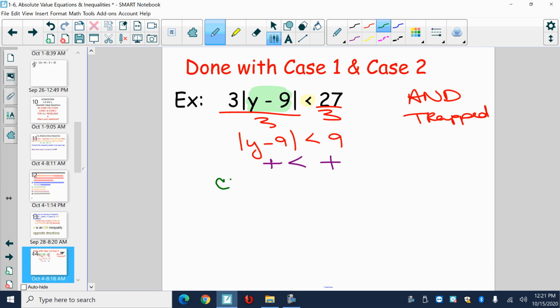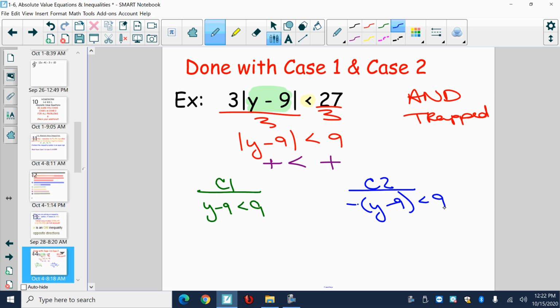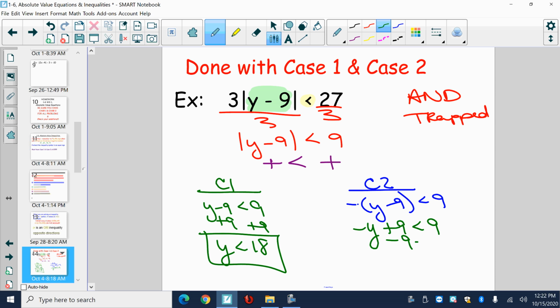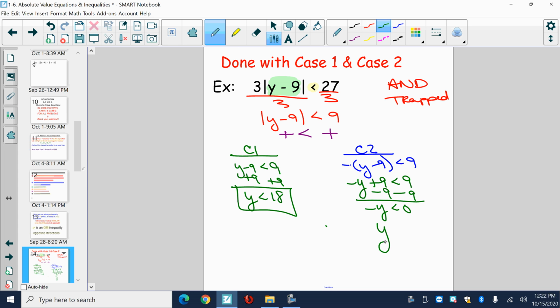So I'm going to go case 1. This is going to be y minus 9 is less than 9. And then I'm going to have case 2, which is going to be negative y minus 9 is less than 9. So I'm going to go ahead and solve case 1. I'm going to add 9 to both sides. I'm going to get y is less than 18. Then I'm going to come over here and distribute: negative y plus 9 is less than 9. I subtract the 9. I have negative y is less than 0. And I have y is now greater than 0 because I divided by a negative, so I must flip the sign.